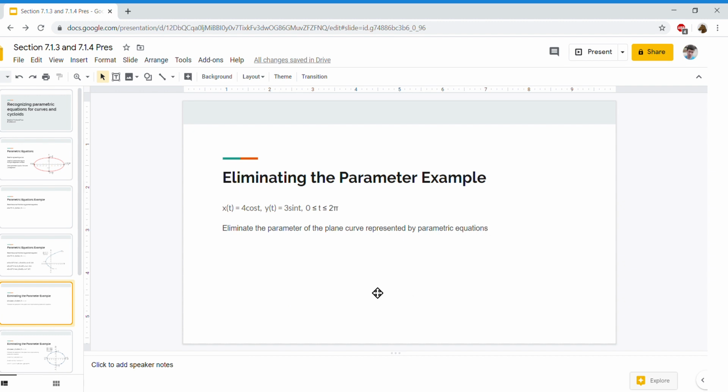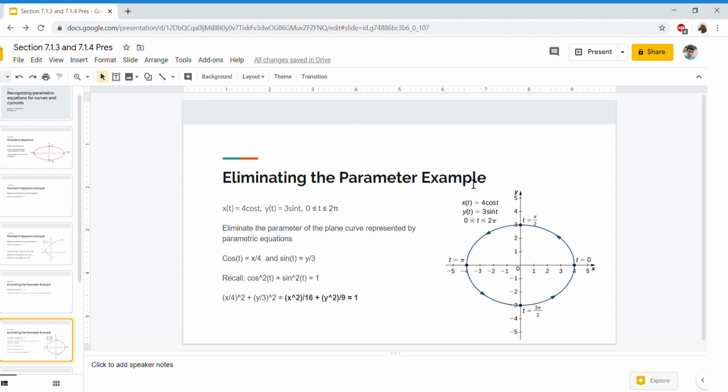But this one's a little bit different. We're asked to eliminate the parameter of the plane curve represented by the parametric equations x of t equals 4 cosine t, y of t equals 3 sine t on the interval of 0 to pi. So we can rewrite those formulas as cosine of t equals x over 4, and sine of t equals y over 3. So you're just dividing each by their coefficients there.